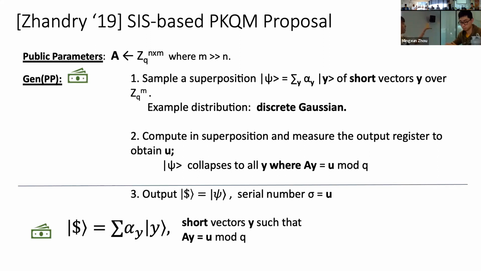And the quantum part, the first register that holds the pre-images of this u, is still quantum, right? It's a superposition of everything where you apply A and you get u. So now this is your money state. I take the pre-image register as the money state, and I take the measured outcome u as the serial number that specifies the uniqueness of your money state. We need to bear in mind that this u is very important.